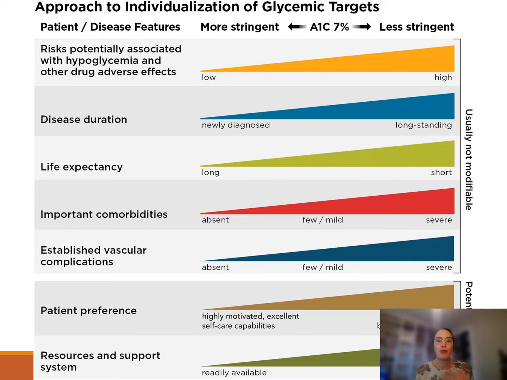One of the things that's going to really help you sort this out is looking at a chart like this. Somebody who's very young and has a long life expectancy, you want that person to be tighter controlled. Consider somebody who's newly diagnosed versus long-standing. Newly diagnosed diabetics respond to newer agents really well without as much of a risk of hypoglycemia. If you've got a really frail patient who, if you push them too low, is going to have a hypoglycemic event and fall and break a hip, that is not a good management plan.